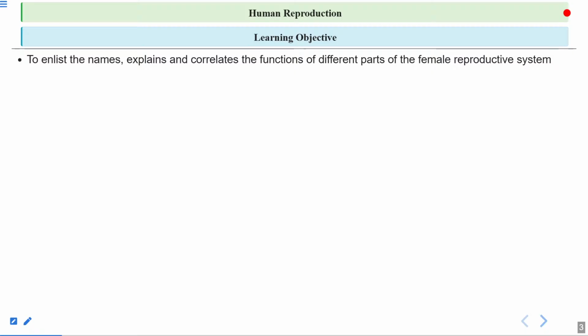So what are the objectives of today's lecture? What will we understand in this lecture today? We'll talk about the female reproductive system, the various parts of the female reproductive system, and the functions of the various parts which comprise it. We'll list the names, and I'll explain the function of the different parts.